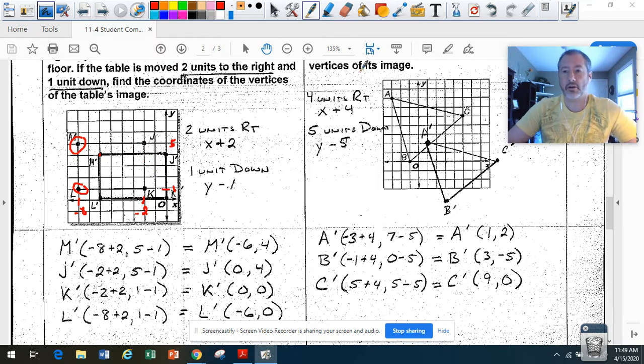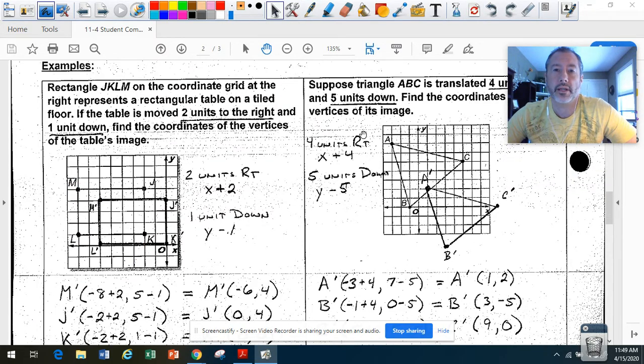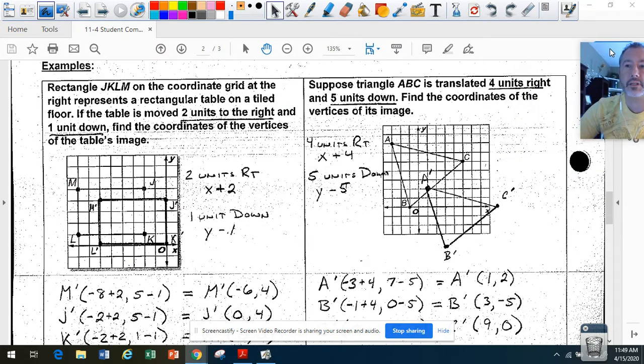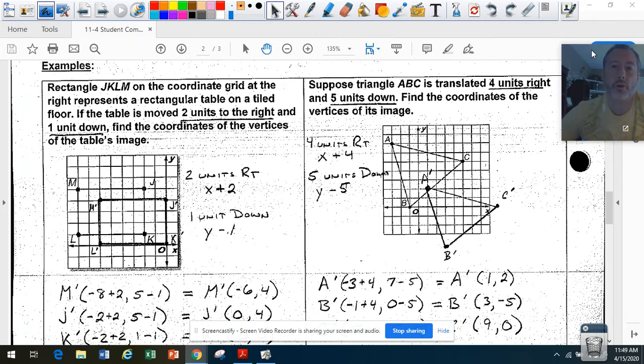Okay, let's look at this next one here. Scroll up so we can read it. It says, suppose triangle ABC is translated 4 units right. Okay, we're going to the right 4. Since that is 4 units right, that's going to be +4. And then we are also going down 5, so we're going to subtract 5 from the y.